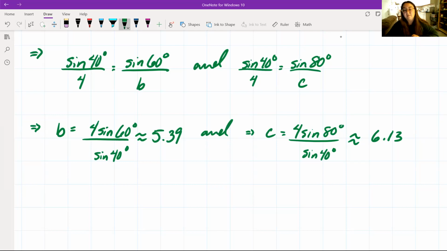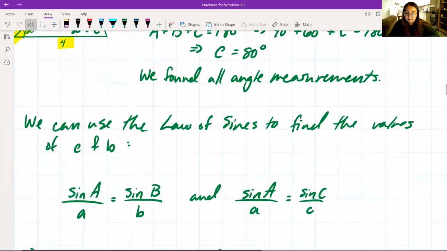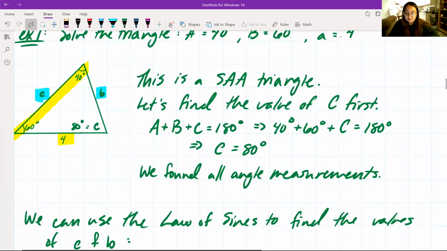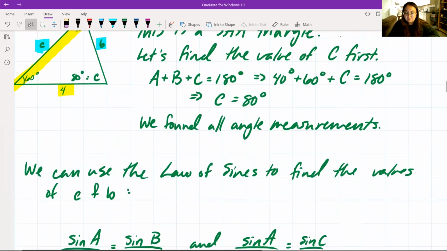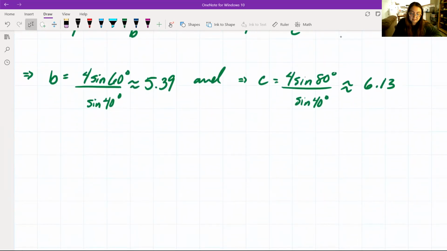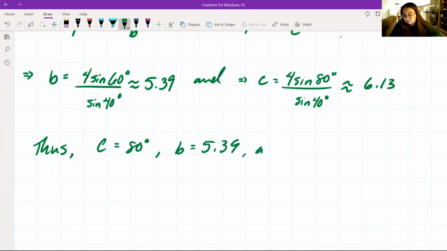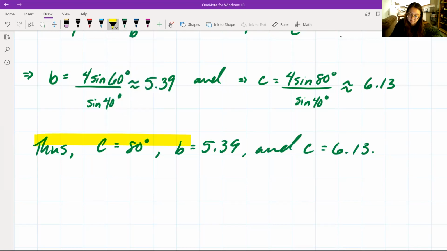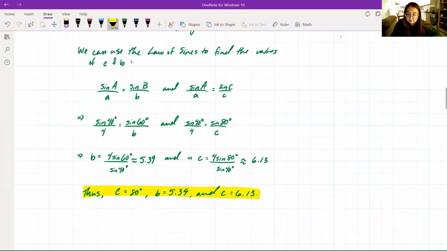So that gives us our final values. The values that we were looking for, according to this equation, when we wanted to solve our triangle, we were looking for the values of capital C, our angle measurement, and lowercase b and c, those side lengths. So you can say thus, angle C is equal to 80 degrees, side b is equal to 5.39, and lowercase c is equal to 6.130. And those would just be the missing values of our triangle.